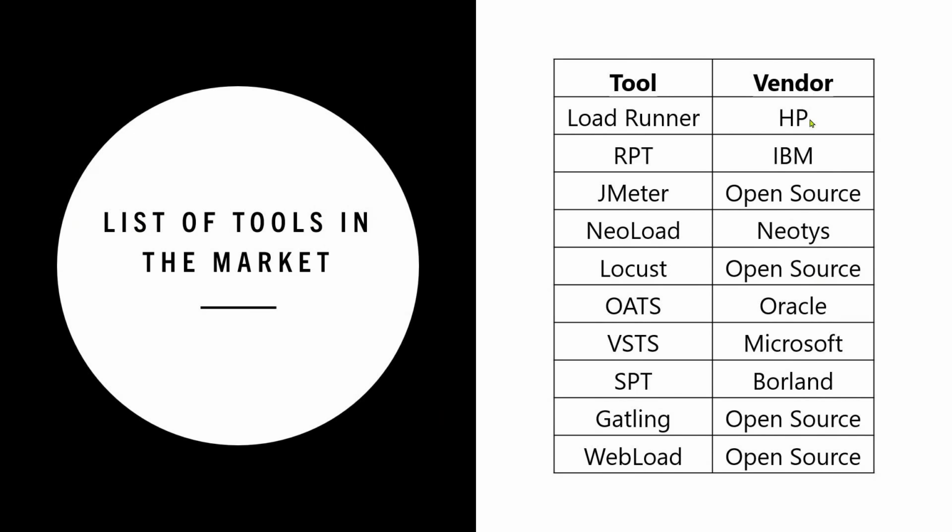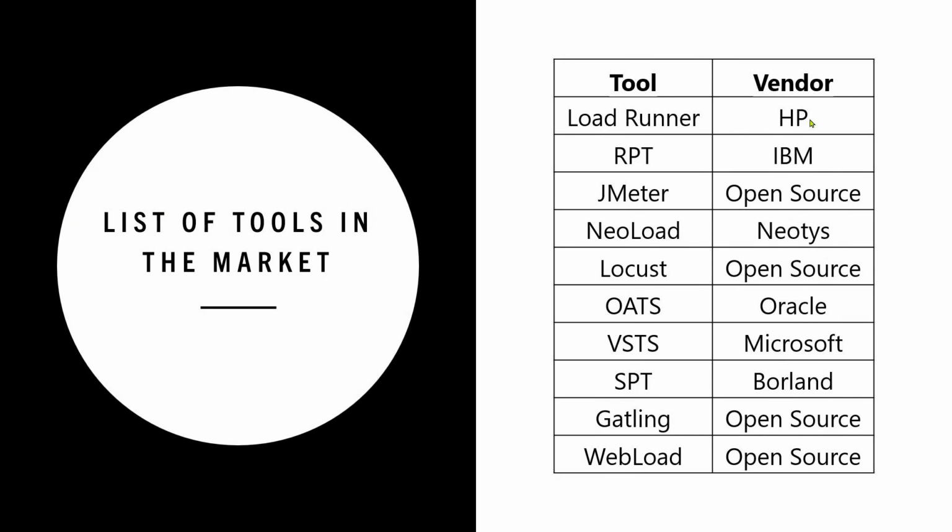If the client is bigger, for example JP Morgan, or Amazon, Facebook, all these big companies will use LoadRunner. For example, if they have their own tools, but in the market it is used.